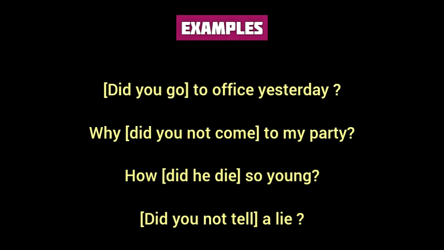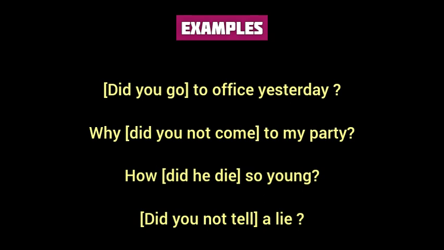Why did you not come to my party? Here did comes before the subject and the main verb comes after the subject. How did he die so young? Here also the helping verb did comes before the subject he and the main verb die in the first form after the subject. Did you not tell a lie? Did comes before the subject you and tell in the first form after the subject.